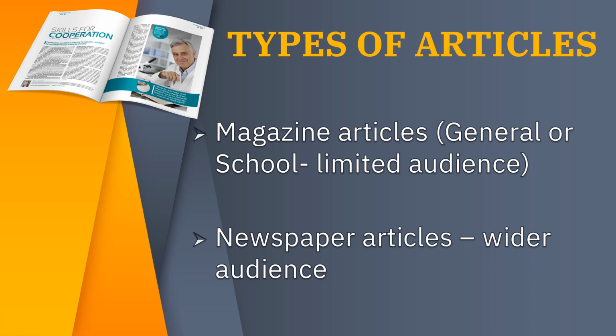In general, articles are of two types. The first type is the magazine articles. It could be a general magazine or a school magazine. Magazine articles have a limited audience. The second is a widespread article which is published in newspapers, which has a wider audience.